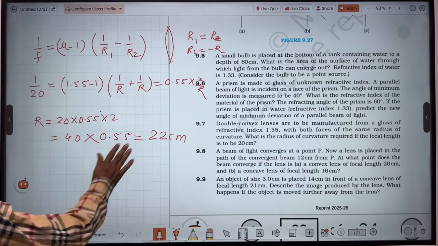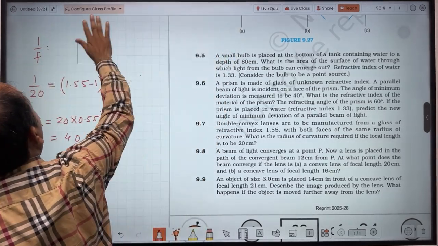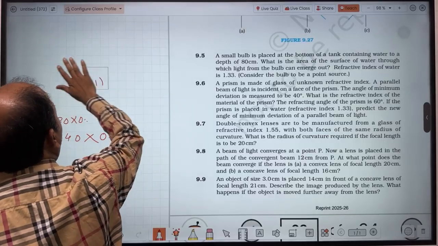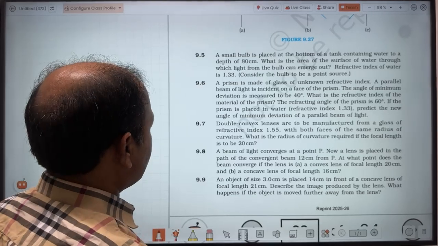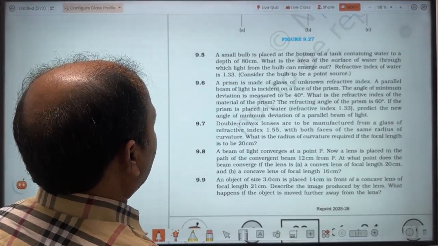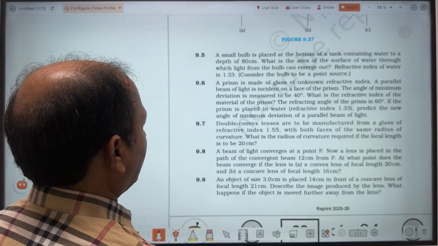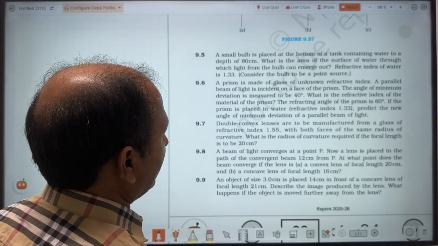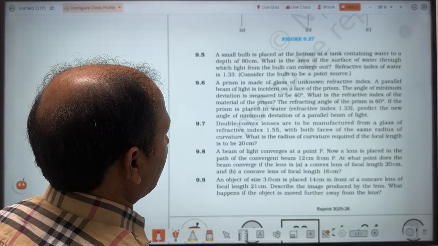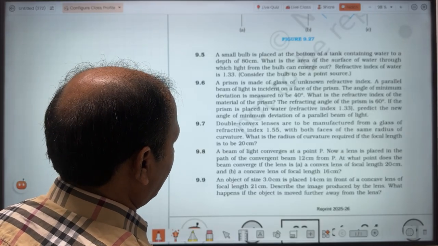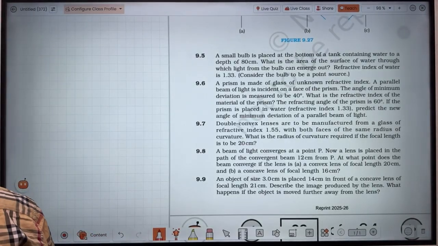Now let's see the next question. The next question says: a beam of light converges at a point P. Now a lens is placed in the path of the convergent beam 12 centimeter from P. At what point does the beam converge if the lens is a convex lens of focal length 20 centimeter, and a concave lens of focal length 16 centimeter?